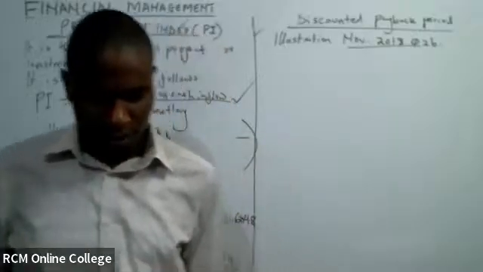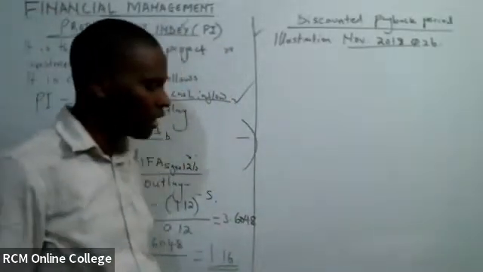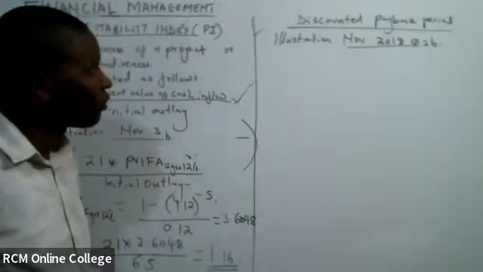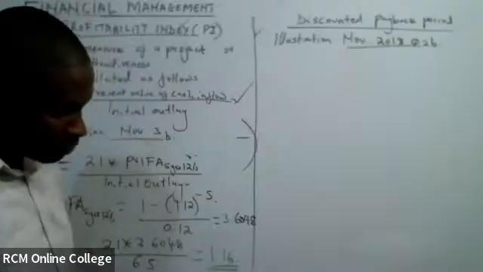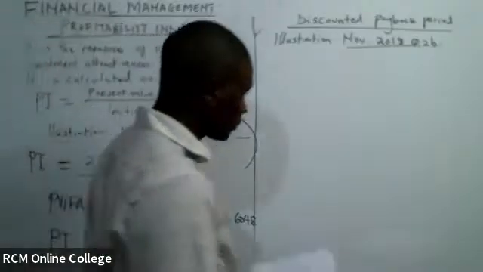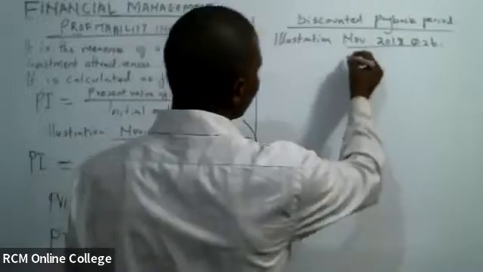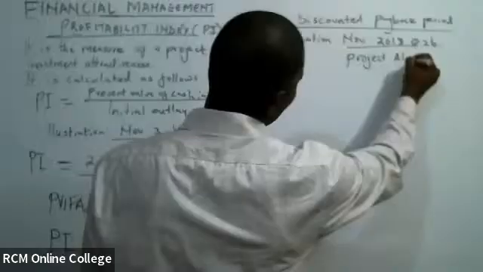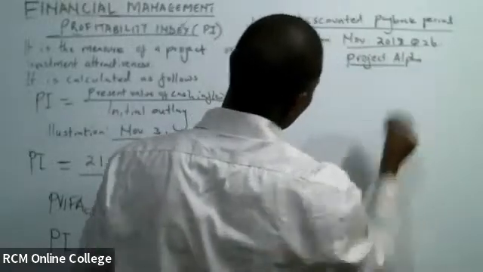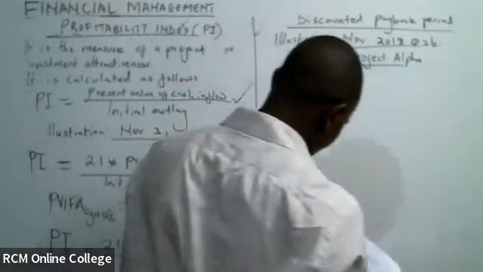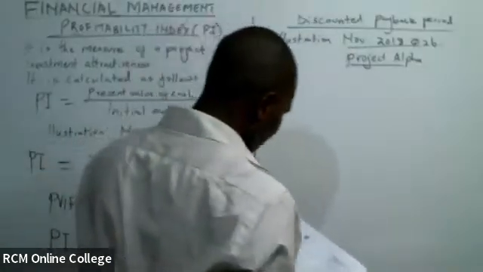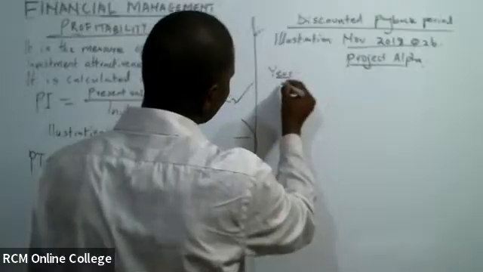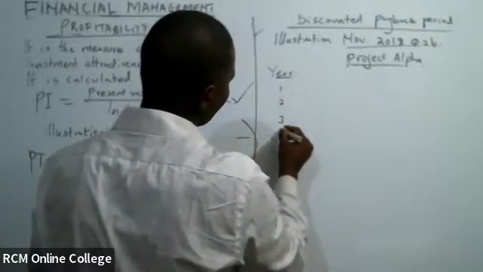Right, thank you so much, Marianne, for that. That's a nice question. So we need to use the discounted payback period to solve this. We can start with the first project, which is Project Alpha. I can see we have 4 years. This project has 4 years. So the first thing, we identify our years here: Year 1, 2, 3, and 4.